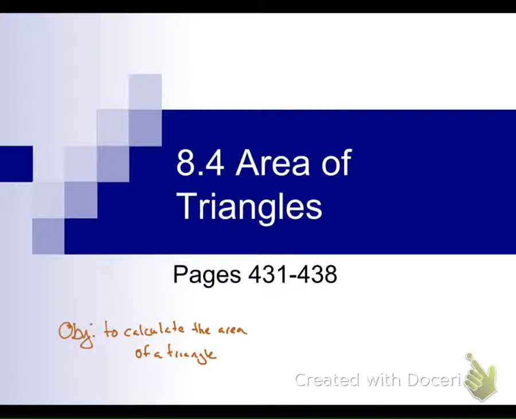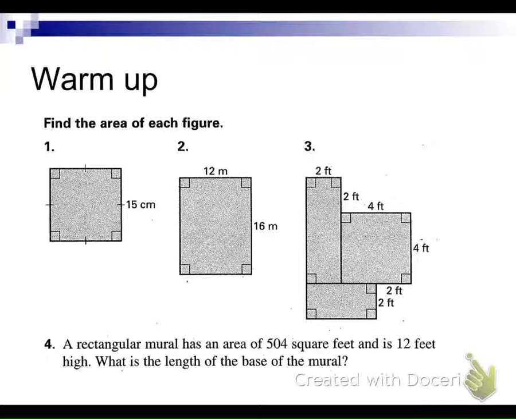So our section today is 8.4, area of triangles, and our objective is to be able to calculate the area of a triangle. Okay, so our first part here on our warm-up is to find the area. This shape here, what shape is this? It's a square, and how do we find the area of a square? Side squared. Okay, so we know that the area is equal to my side length total squared.